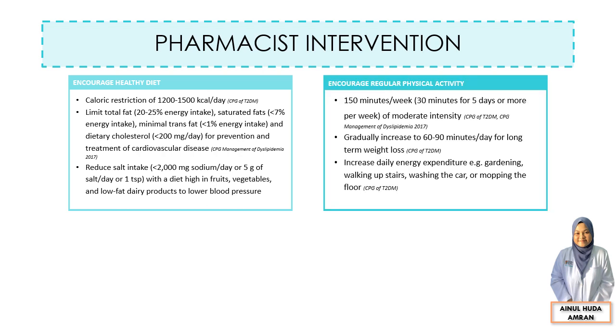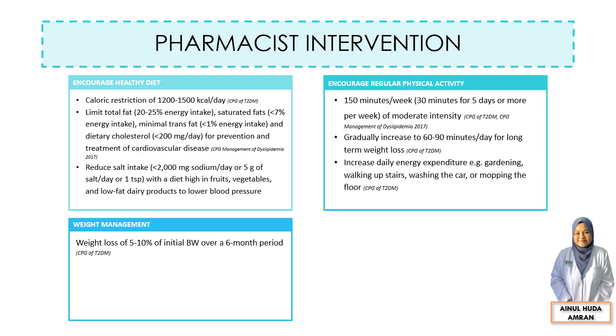Next, encourage patients to do regular physical activities by doing at least 30 minutes per day of moderate-intensity exercise and gradually increasing the time to 60 to 90 minutes for long-term weight loss. Pharmacists can also advise patients to increase daily activities such as gardening and walking upstairs. Pharmacists may encourage patients to lose weight. A weight loss of 5 to 10% of initial body weight over a 6-month period is recommended.